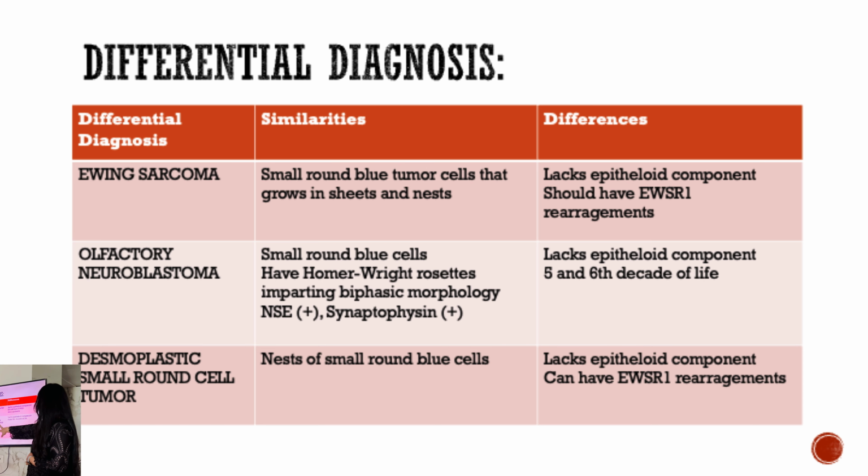But we differentiate on the basis of the second component, which is the epithelioid component. It's not present here, and then on the basis of the age. Olfactory neuroblastoma presents in the later stages of life, in the 5th and 6th decades. Although our case's median age would be less than 1 year, it can occur up to around 5 years. Third differential is the desmoplastic small round cell tumor.